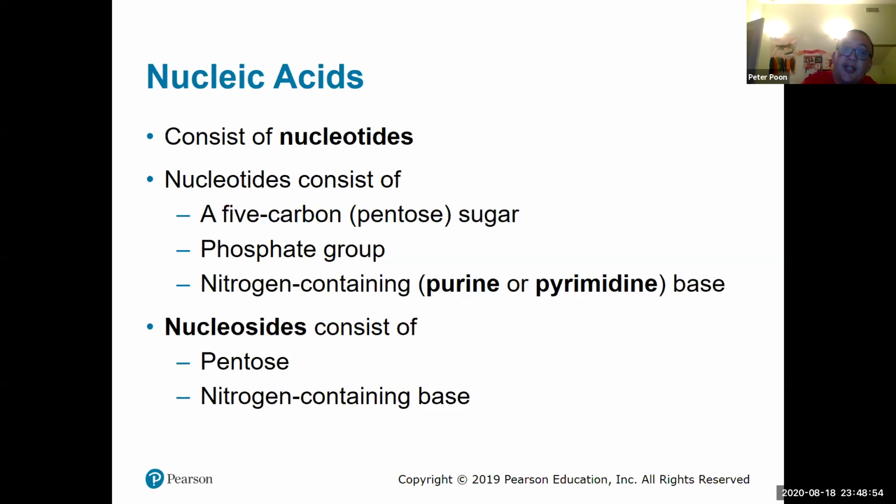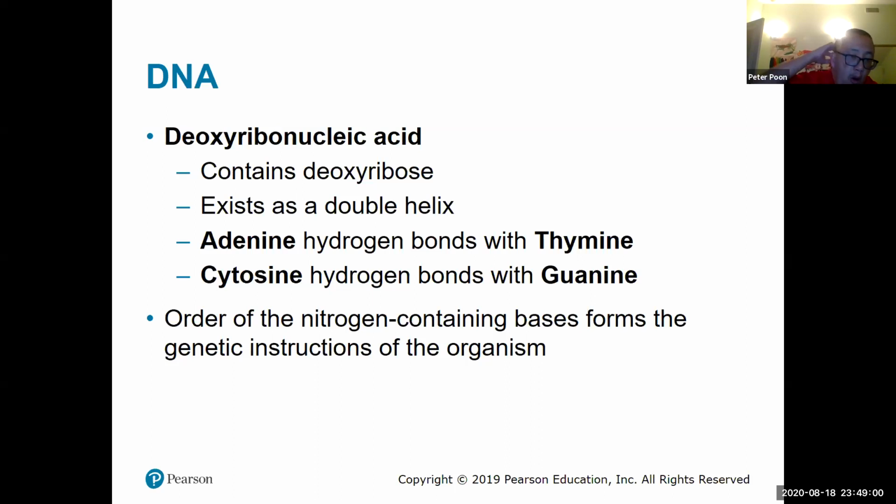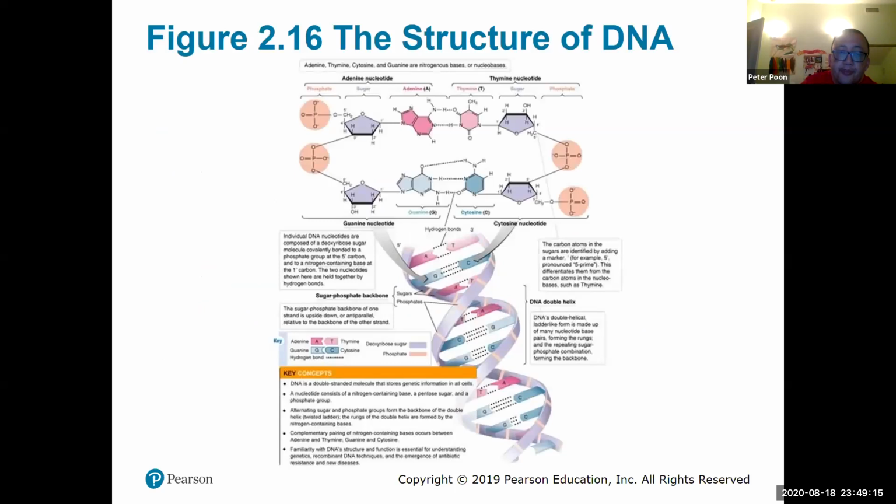Nucleosides do not have the phosphate group. Deoxyribonucleic acid exists as a double helix. A's always bind with T's, C's always bind with G's. Look down the middle: it is hydrogen bonds. A's attach to T's because they form 2 hydrogen bonds between them. C's attach to G's because they form 3 hydrogen bonds between them. And so these hydrogen bonds are what hold the 2 halves of your DNA together.